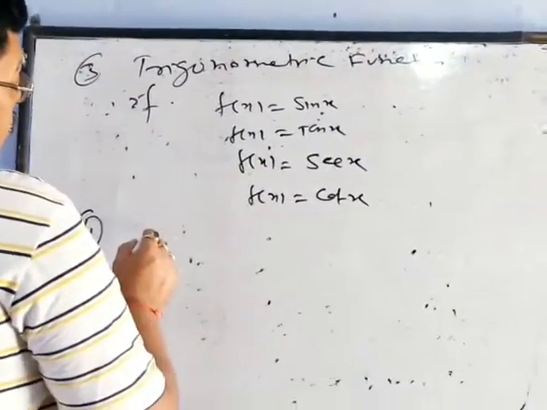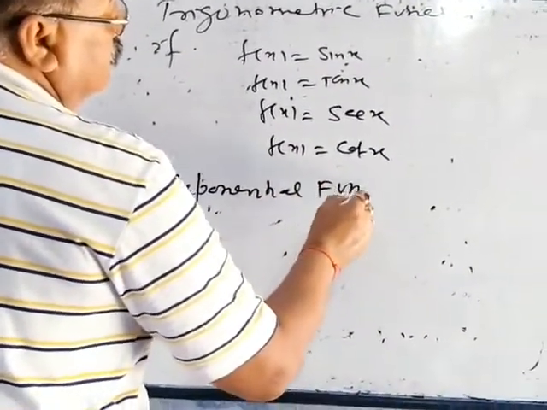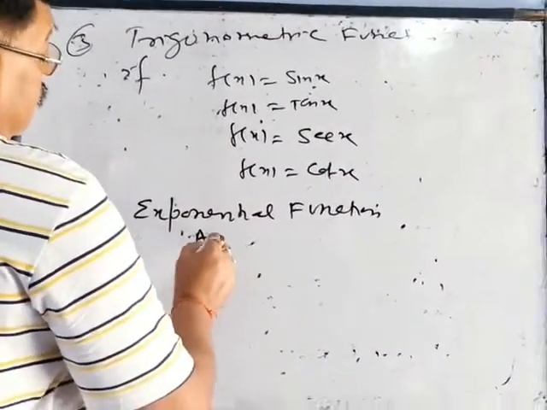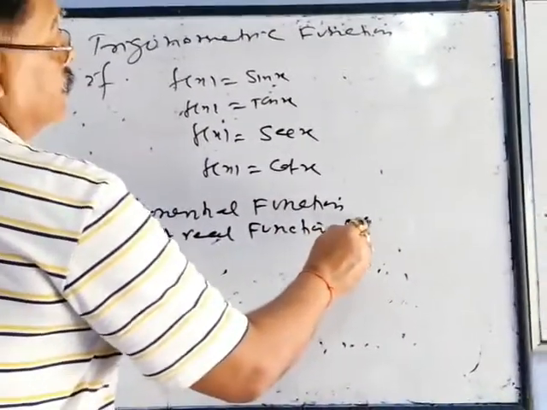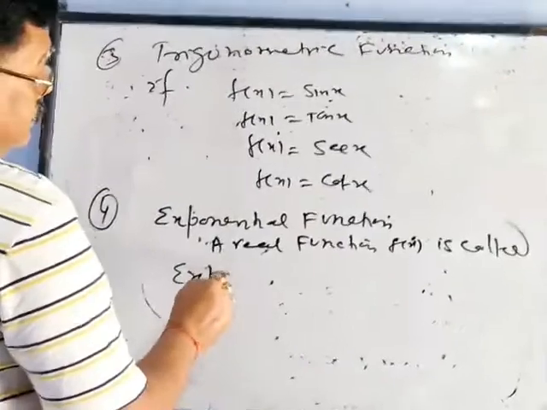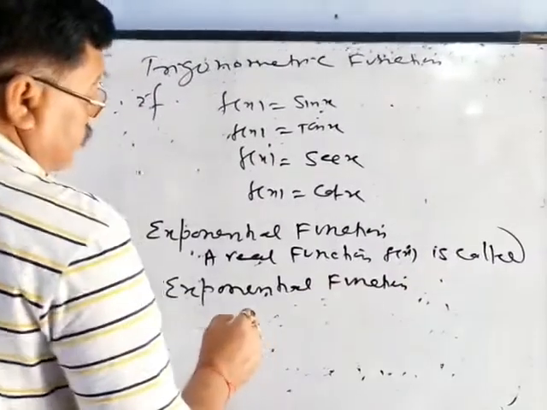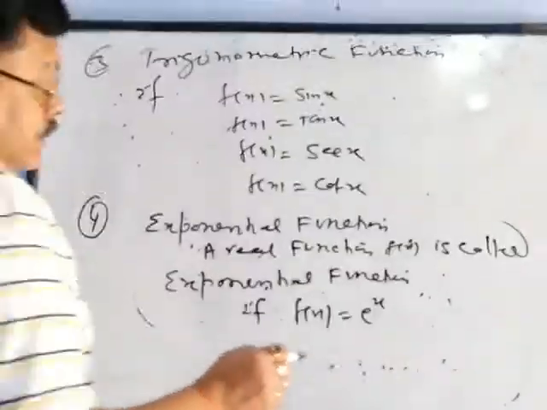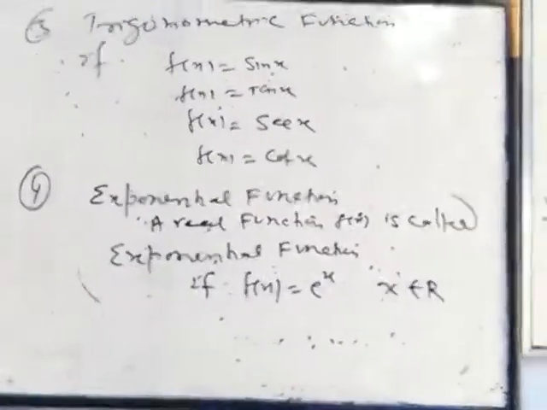Now, exponential function. A real function f(x) is called an exponential function if f(x) is equal to e power x, x belongs to R. These are the exponential functions.